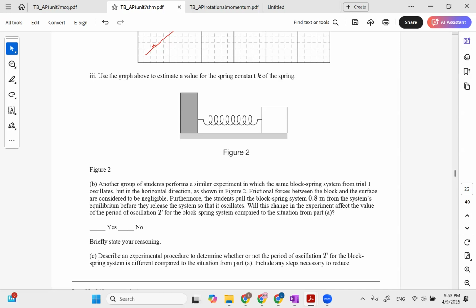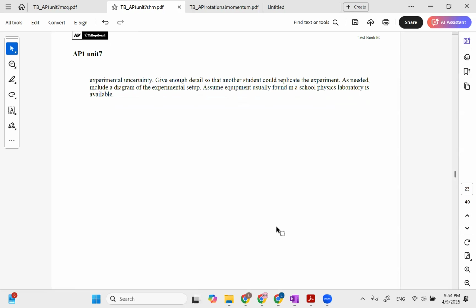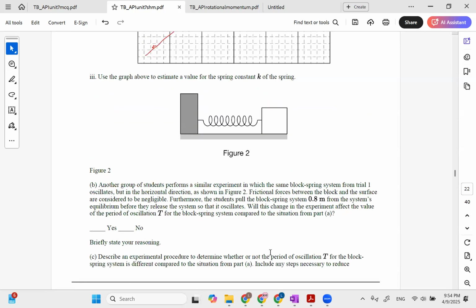You change it horizontally or you change the amplitude. The period does not depend on amplitude, right? Only depend on mass and spring constant. So you need to mention it has the same mass and then the spring is the same. So spring constant is the same. That's why the period should be the same. Okay? Did you write down? Make sure you redo this question later, right? Now, how about C?